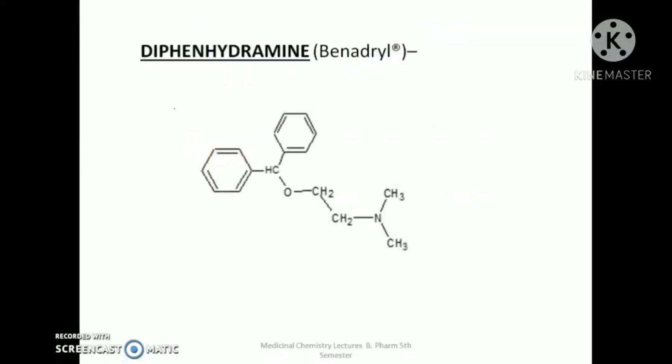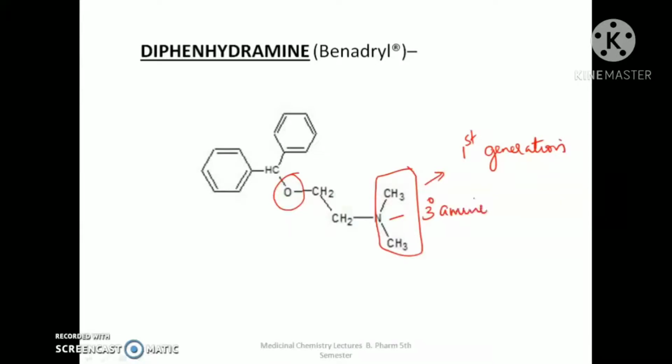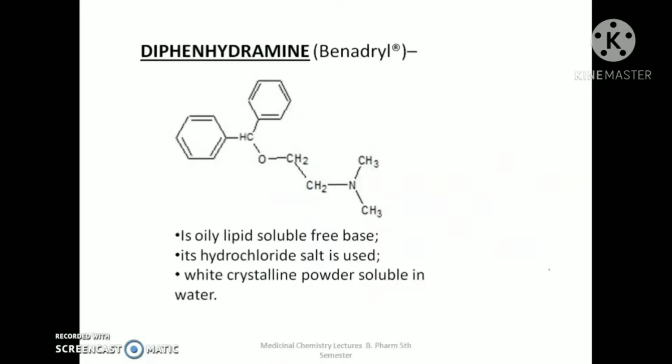This is the structure of diphenhydramine. You can see the ether linkage, and at one end of the ethyl chain you can see a terminal nitrogen atom with two methyl groups attached to it, which is common to almost all the first generation antihistamines. Then at the other end of the ether carbon atom you can see two aryl rings. Here it is two phenyl rings, so that is why the name diphenhydramine.